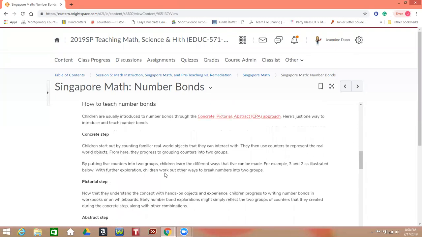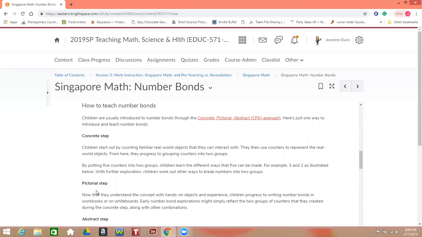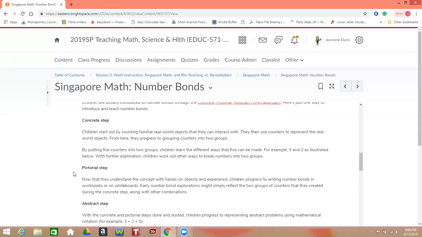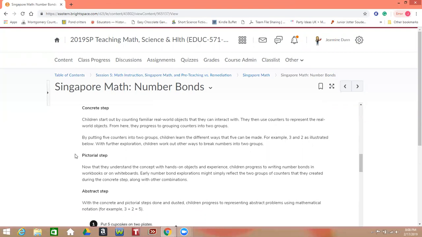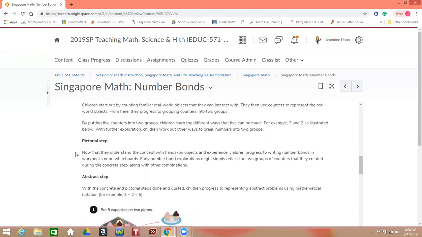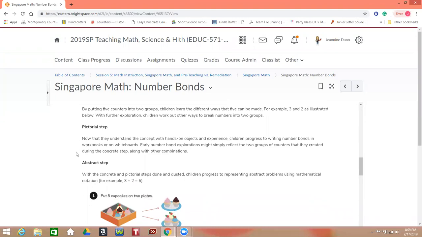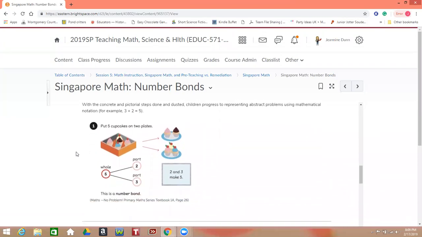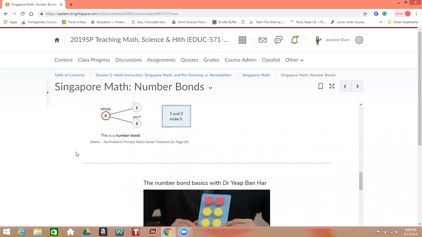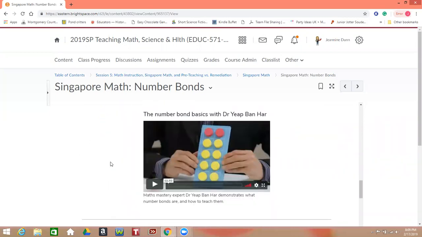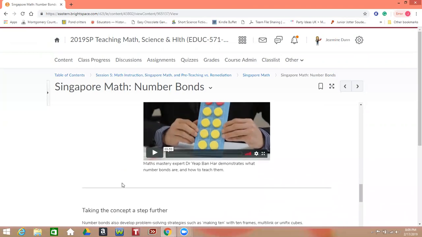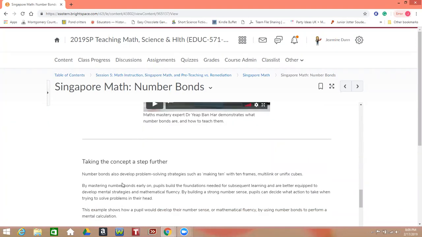This article here talks about going from the concrete to the pictorial to the abstract. Sometimes you'll see that in literature written as CPA, the CPA approach. The concrete would be starting out with using the manipulatives, things that the children are familiar with, and then going to the pictorial, which would be like drawing out the number bonds, and then finally the abstract, which would be actually writing out the equations. They give you some examples here of how that all works. There's a video here. Dr. Yip is famous for the Singapore math and the number bonds and putting out information there, so he gives you an example.